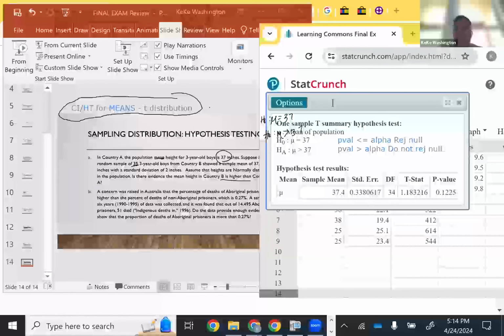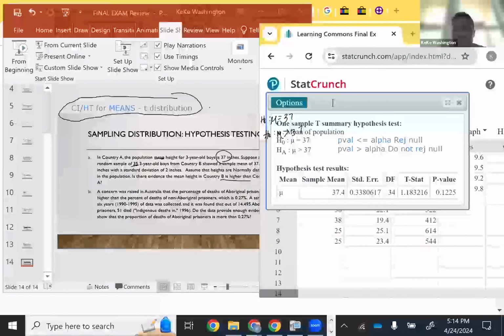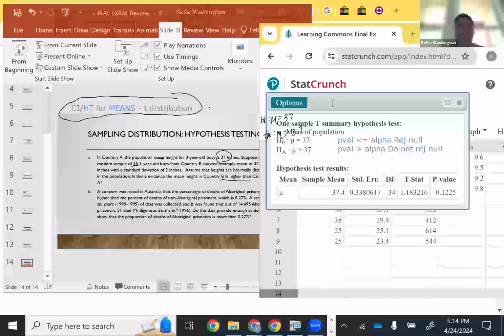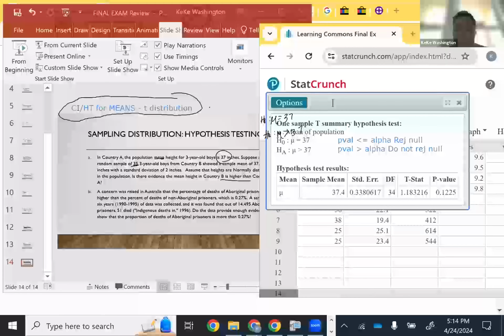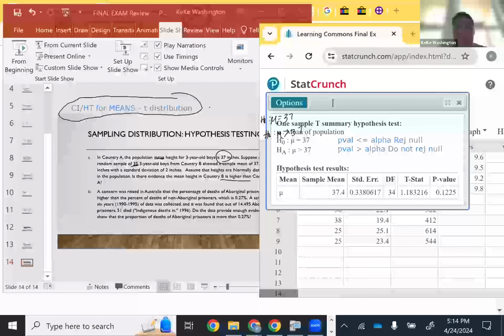And if I do not reject the null hypothesis, that means I do not have enough evidence to support my alternative hypothesis because I believe I have enough to support the null. So I do not have enough evidence to support the alternative hypothesis. The alternative hypothesis says that country B is higher than country A. So I don't have enough evidence to support that.